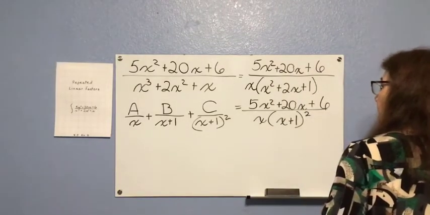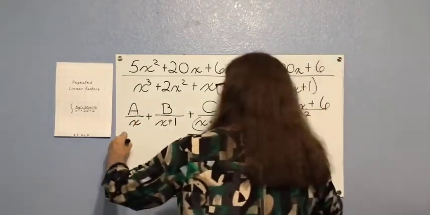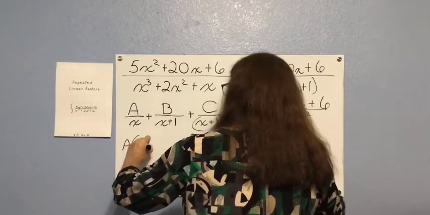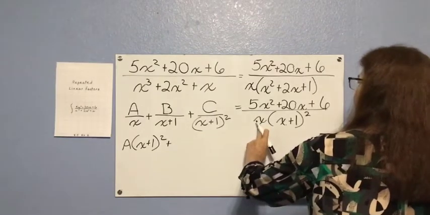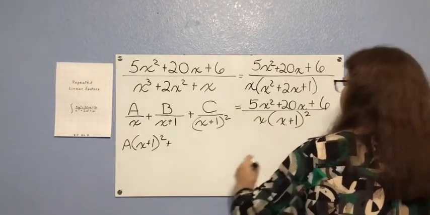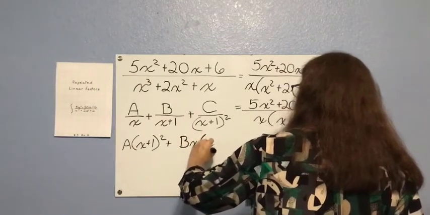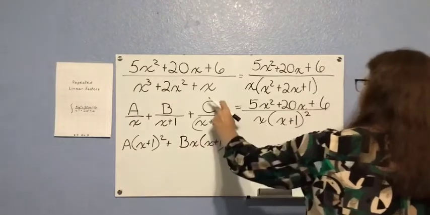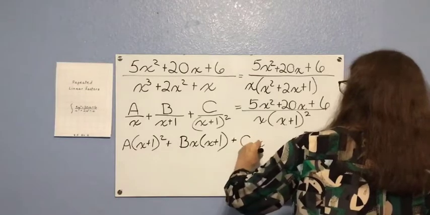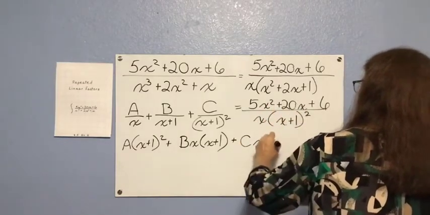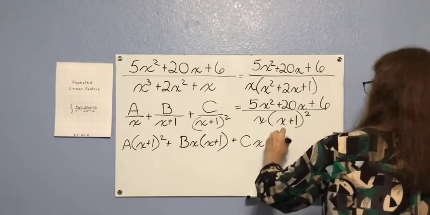Again, I multiply by the common denominator. So the A gets multiplied by x plus 1 squared. So B has to be multiplied by x and another x plus 1. So I'll have Bx times x plus 1. And then the C is only going to be multiplied by x, so it's just Cx. And then I'll have this numerator, and the denominator will cancel out on this side.